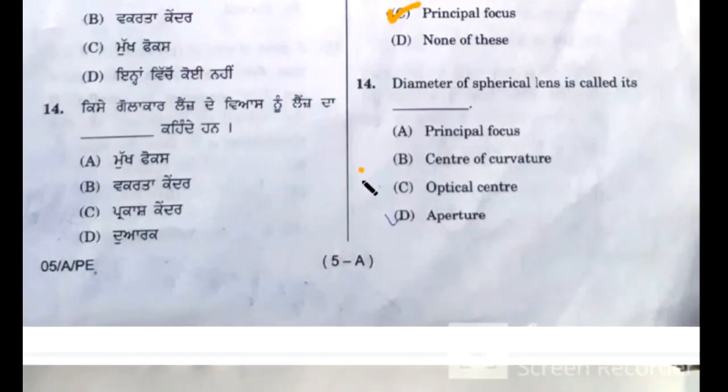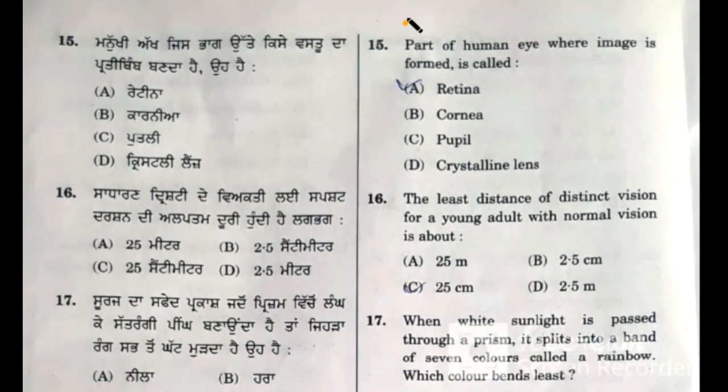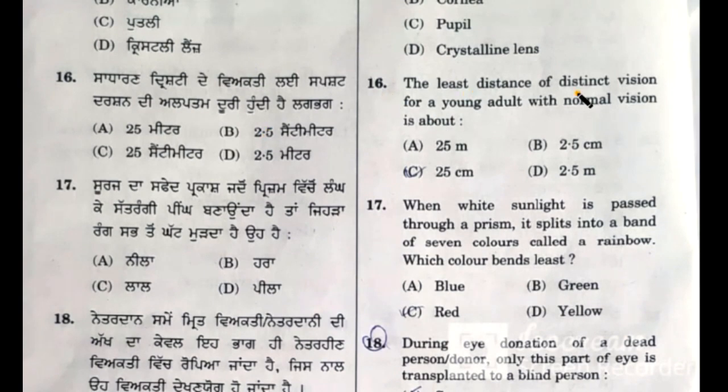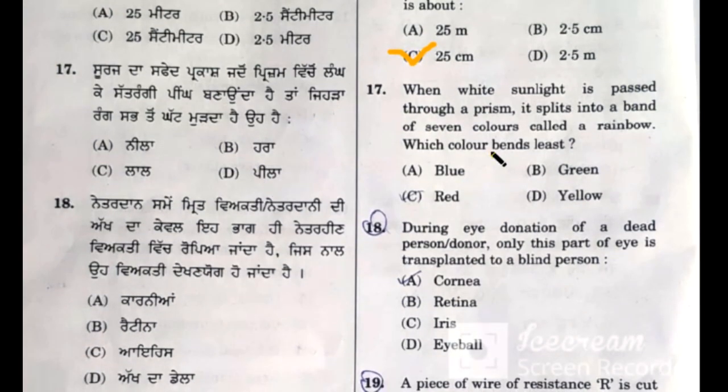Diameter of spherical lens is called its aperture. The part of human eye where image is formed is called retina. The least distance of distinct vision for a young adult with normal vision is about 25 cm. When white sunlight is passed through a prism, it splits into a band of 7 colors. Which color is at the band's least? The correct option is red.